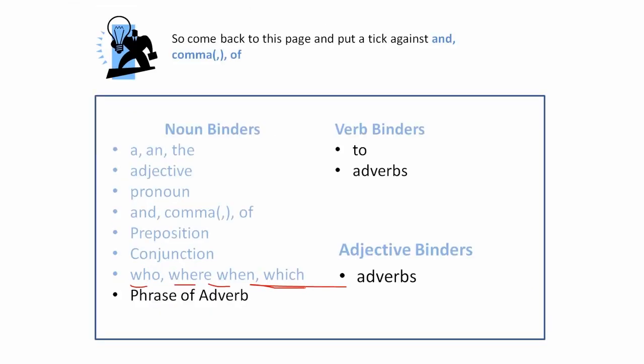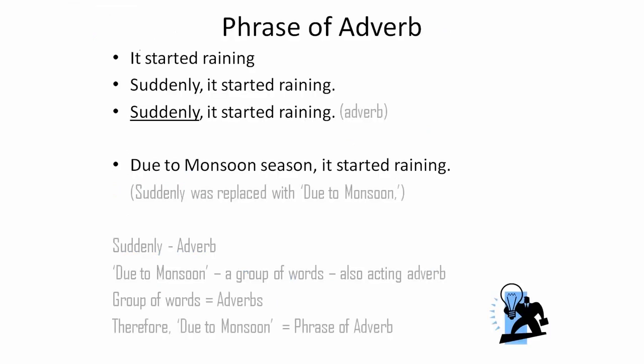We have just one under noun binders, which is called phrase of adverb. Now, this is a very interesting concept. So let's look here. We have a simple sentence: it started raining. Now, right before the sentence starts, I can insert an adverb. This is an adverb because it ends with ly, as we know from the adverb video, that suddenly is an adverb. Right before the sentence even started, I am adding suddenly here.